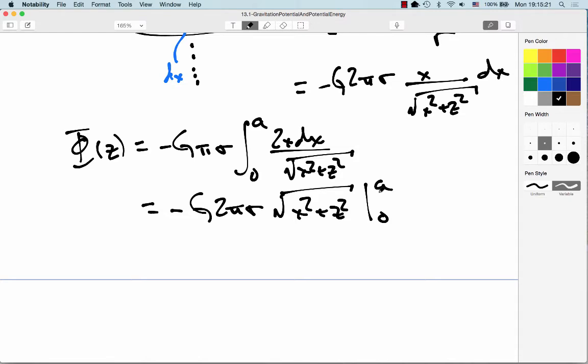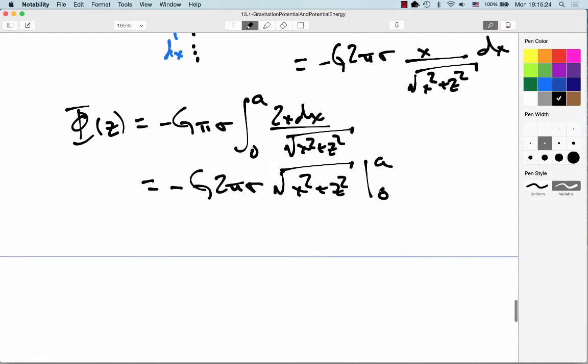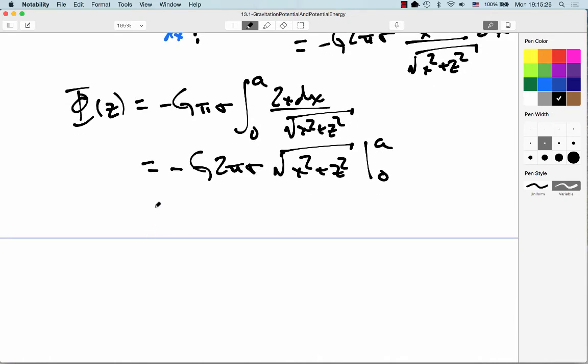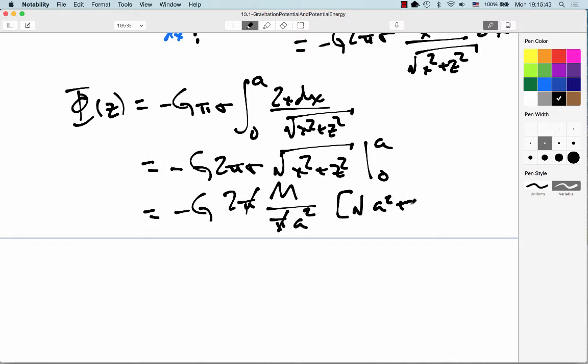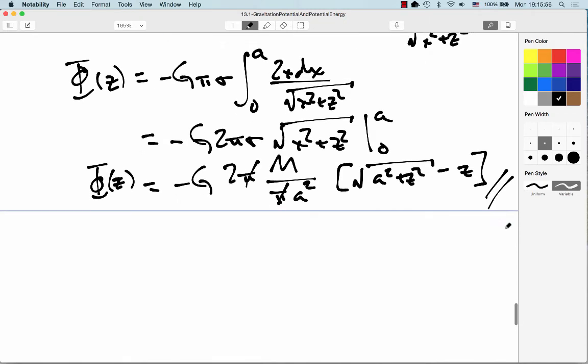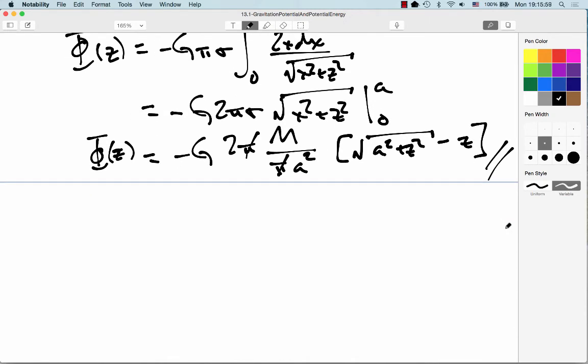All right. So we go ahead and do that evaluation. We get minus G 2 pi. Now my sigma is the mass of the whole thing over the area of the whole thing, pi a squared, so that cancels the pi's. Then this will be root a squared plus z squared minus just plain good old z. All right, that is about as far as we can take our phi. But you gotta admit that so far this has been a lot easier than trying to calculate g directly.